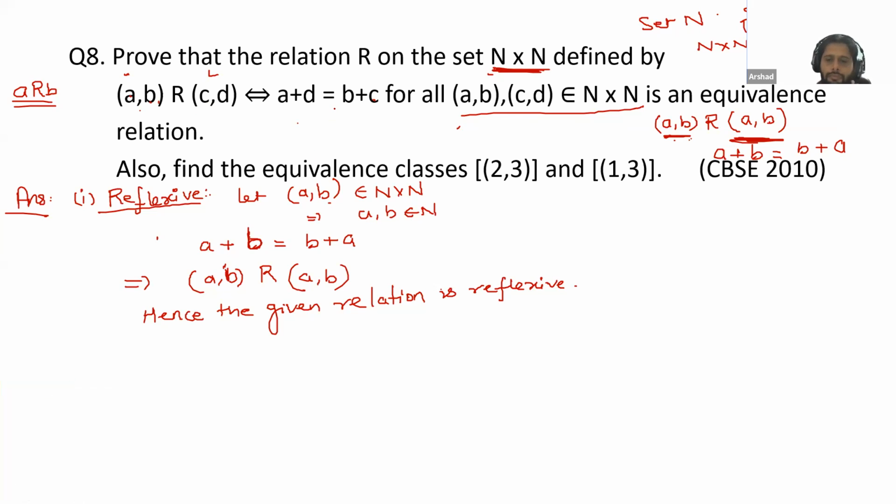So please check here. What is the condition? This is the first element, this is the fourth element, this is the second element, this is the third element. So what is the condition? First plus fourth is equal to second plus third. Check here: this is first, this is second, this is third, and this is fourth. So what is the condition? 1 plus 4 is equal to 2 plus 3.